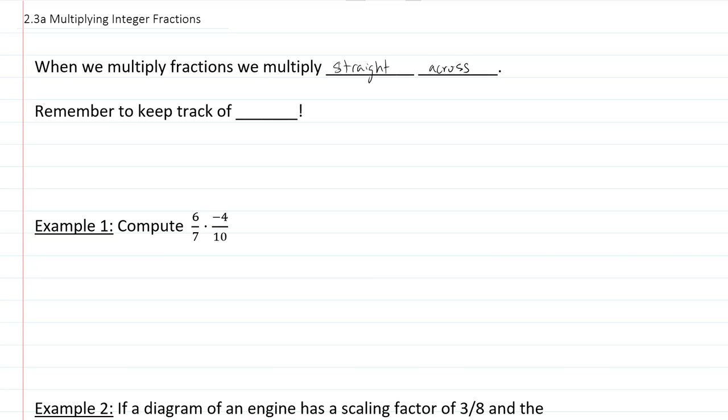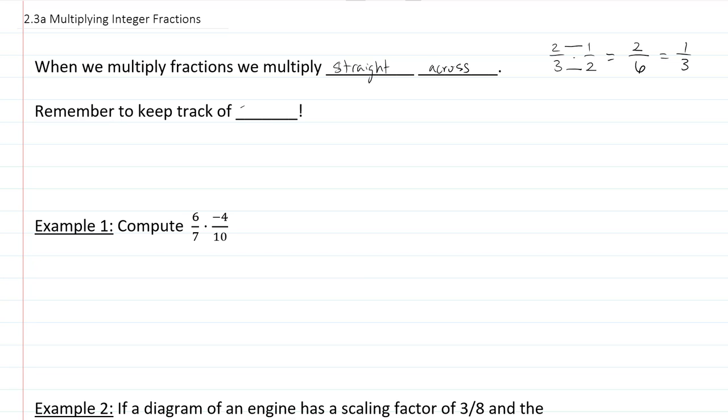This means we multiply numerator with numerator and denominator with denominator. So for example, 2/3 times 1/2, we would multiply the 2 and the 1 and the 3 and the 2. So 2 times 1 is 2, and 3 times 2 is 6. So the answer would be 2/6, which can be reduced to 1/3.